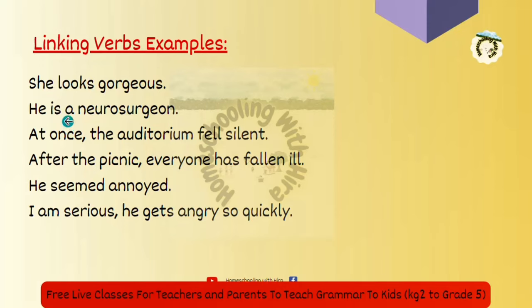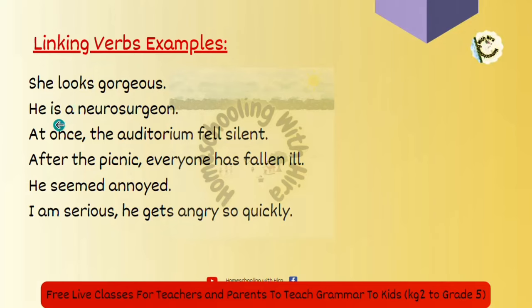He is a neurosurgeon. He is the subject of this sentence. Neurosurgeon is the complement because it's a name of a profession. So is here is a linking verb because it's linking subject to its complement. यहाँ पे is जो है ये linking verb है, ये helping verb नहीं है. Please don't make this mistake. Is is not a helping verb here. Here it's a main verb.